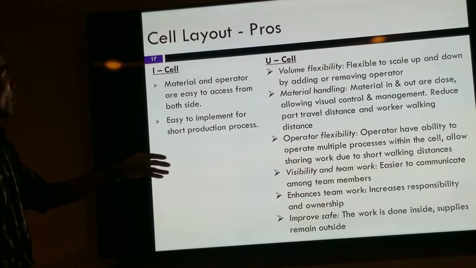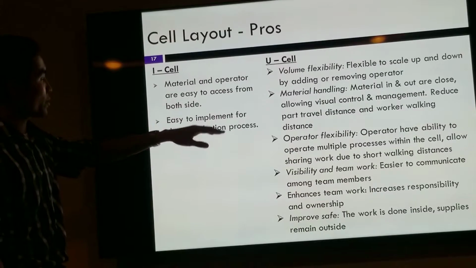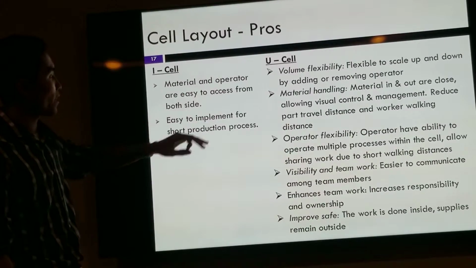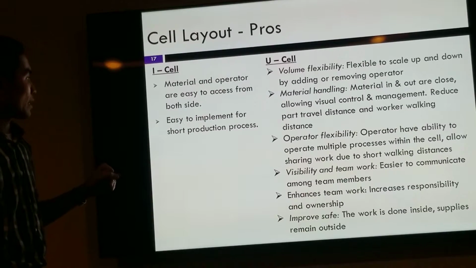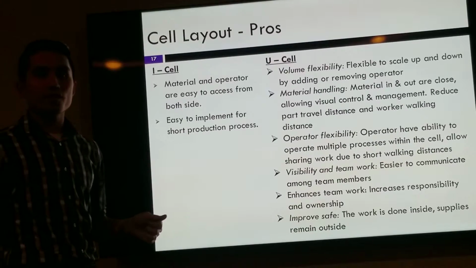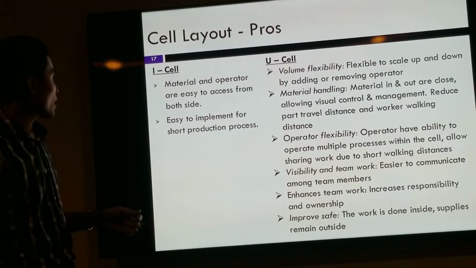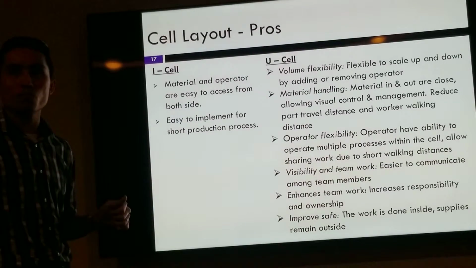Here are some pros and cons between the I cells and the U cells. Here are some highlights: in the U cells, volume flexibility, which means we can flexibly scale up and down within the cell, and the operator has the ability to operate multiple processes within the cell. And the pro of the I cell is that it is just easy to implement for short production processes.